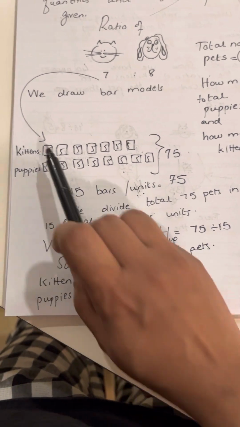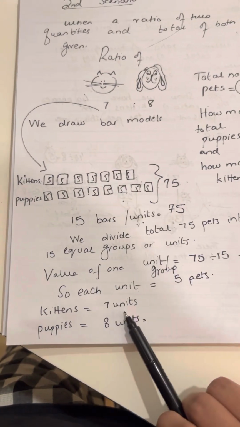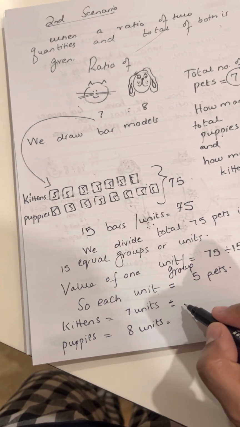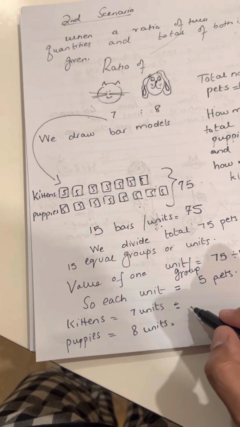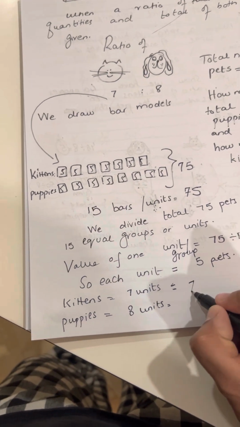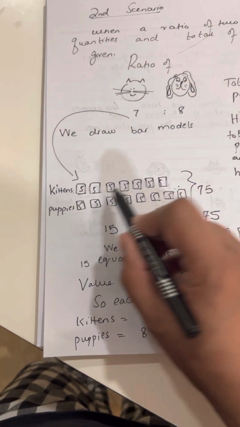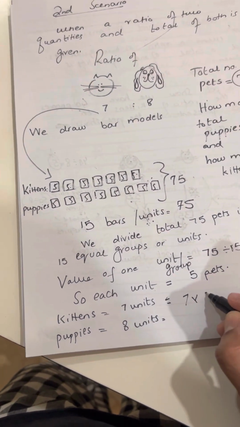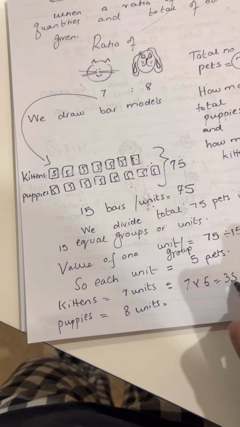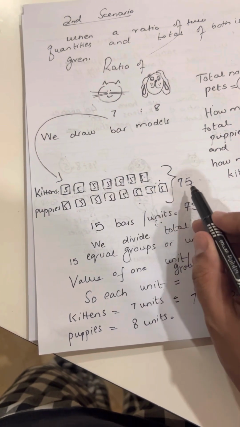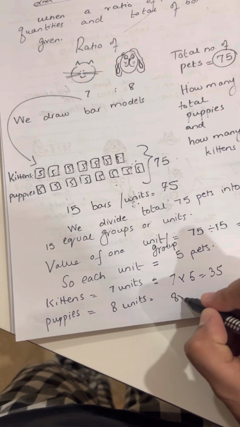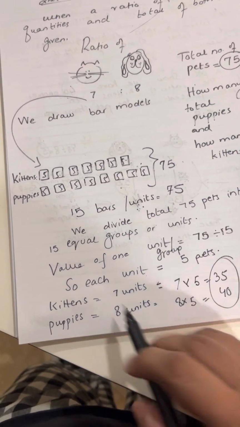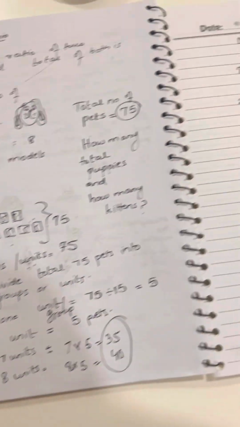So kittens is equal to how many groups? 7 units or 7 groups. Each unit or each box or each group consists of 5 pets. So how many times 5 for kittens? 1, 2, 3, 4, 5, 6, 7. 7 times 5 is 35. How many times 5 for puppies? 8 times 5 for puppies, and that's how we get the total number of kittens and the total number of puppies.